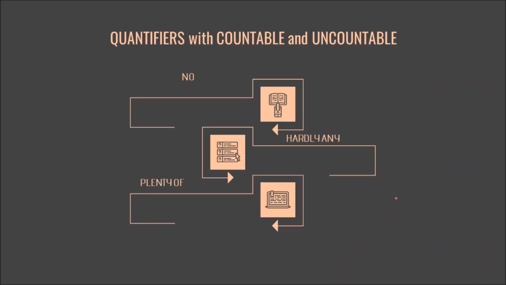As usual, we've got quantifiers that can be used both with countable and uncountable nouns, like no, hardly any, plenty of. There were no mistakes in his homework. The word mistakes in this case is countable, or he has no patience. Patience is uncountable. There are hardly any light bulbs in this shop. And the last one, we've had plenty of rain this year.